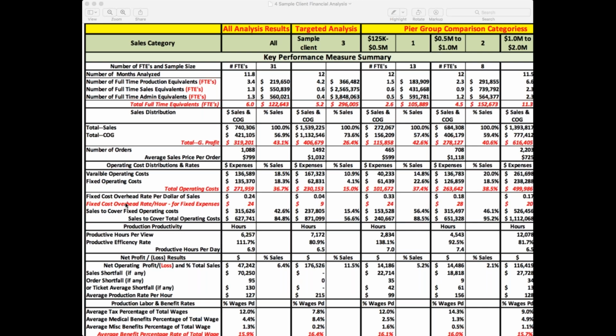Notice the overhead rate down here in the middle of the screen. His was 9. That is an extremely low number.